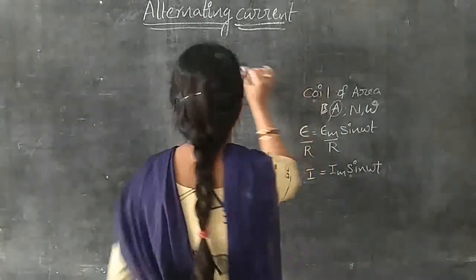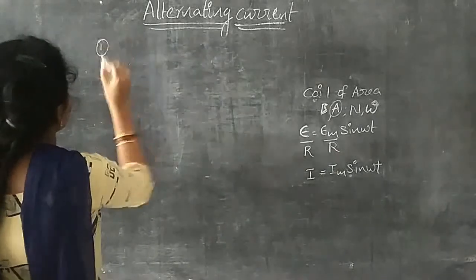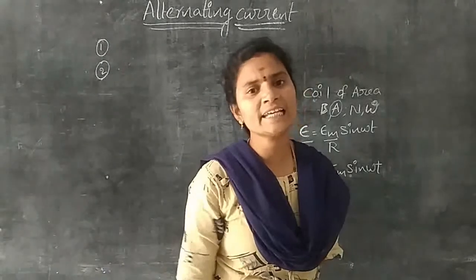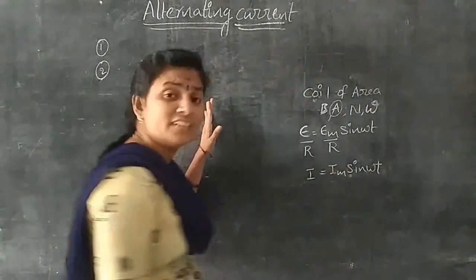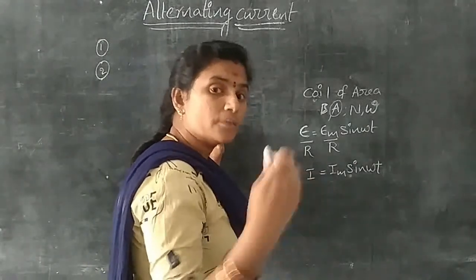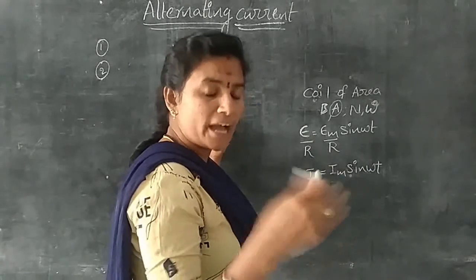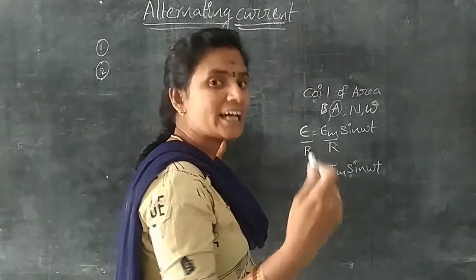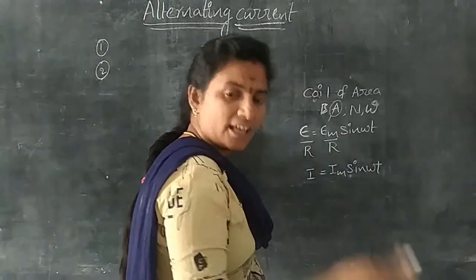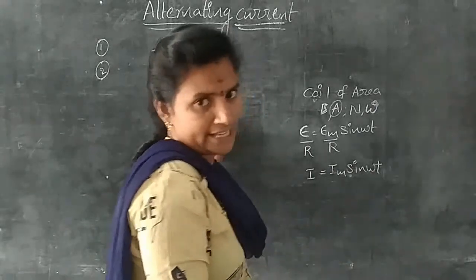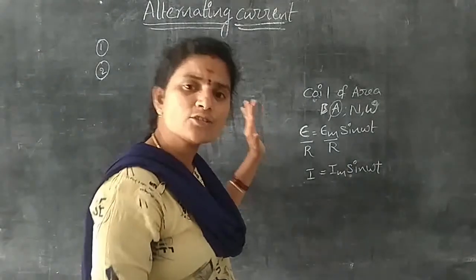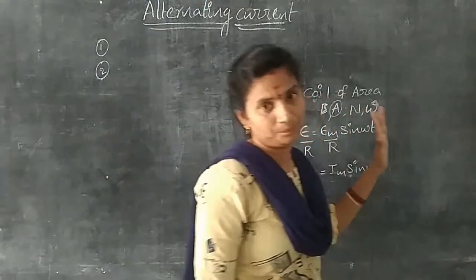So the first is what is alternating current, and the second is what is the equation of alternating current. So what is alternating current? When the magnitude, meaning the value of the current, varies, then whenever the magnitude of the current varies, the direction also varies with respect to time. That type of current is known as alternating current.